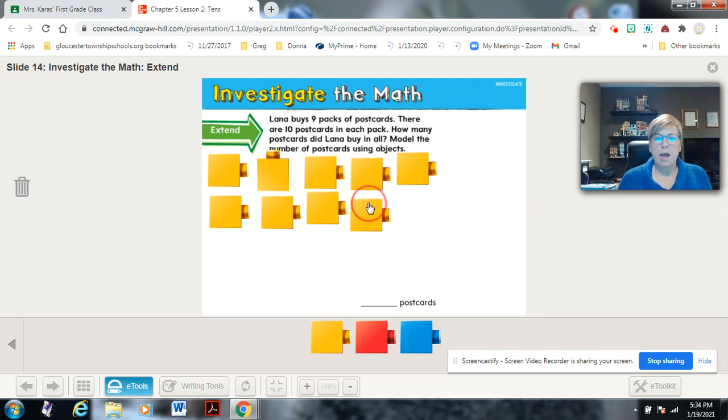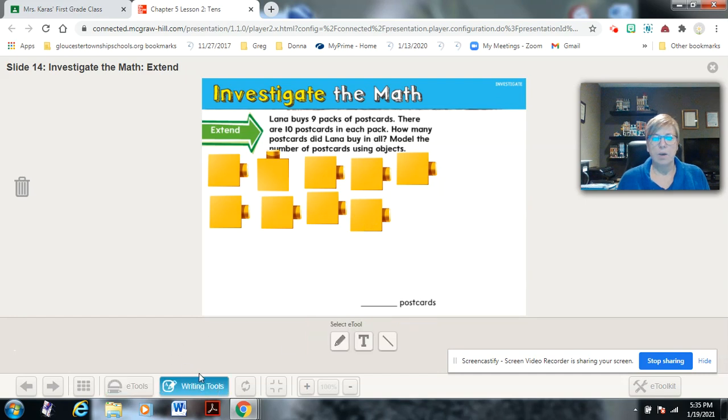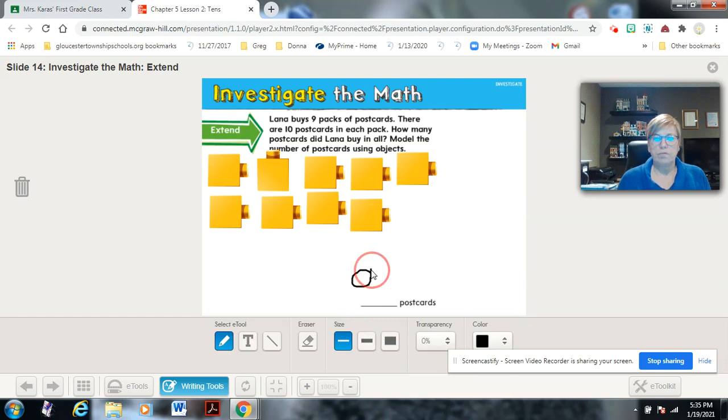Now, inside each one is 10 postcards. So how will I count this? Okay, that's right, by 10. Ready? 10, 20, don't go ahead of me. 30, 40, 50, 60, 70, 80, 90. Okay, so I'm going to write down 90 right here so that I don't forget.